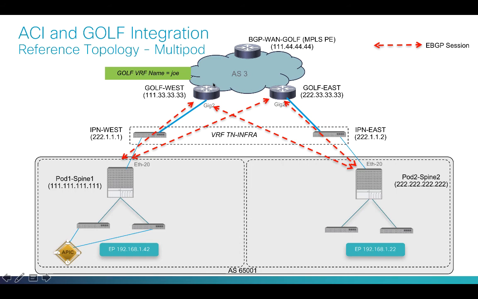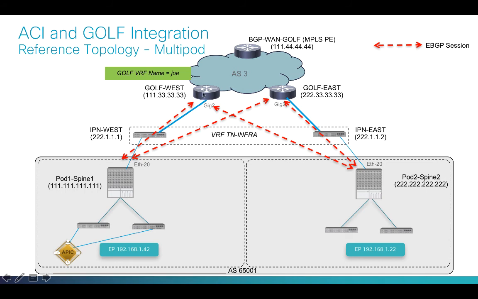You have the option to connect your Golf routers directly to the spine, or if you have multipod like I do, you can connect to the IPN devices, set up an OSPF adjacency between the Golf router and the IPN device, and then on top of that, configure an MP BGP connection, which is multi-hop aware, directly to the spine, and that's exactly what we're going to do.